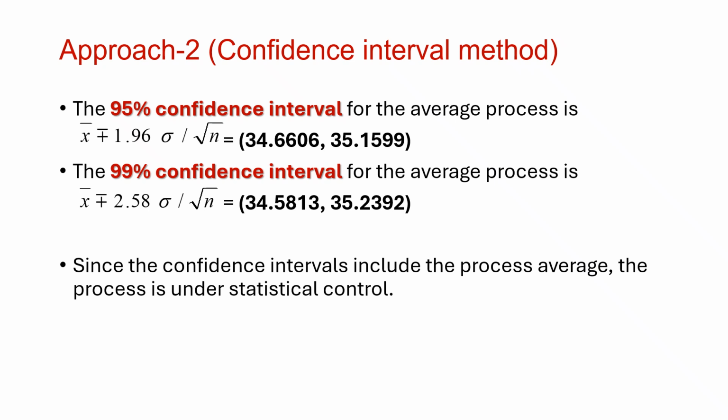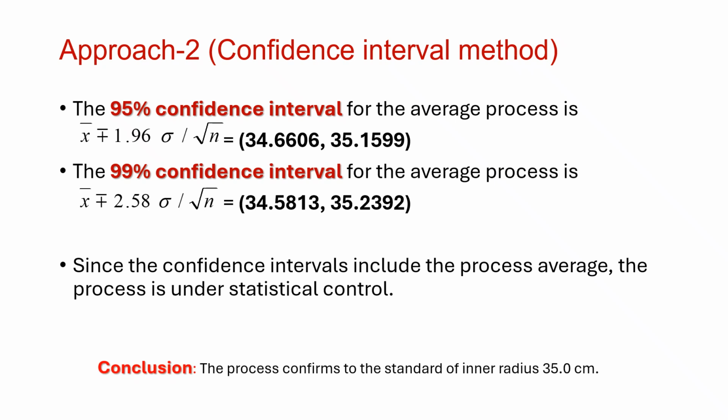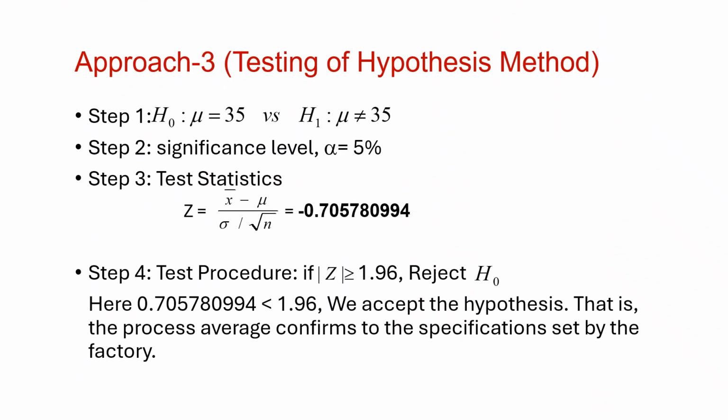The z alpha by 2 is the critical point that depends on the value of alpha. So for 95% it is 1.96, the z value from the normal distribution, and for 99% it is going to be 2.5. The interval definitely, you can see, covers the process average. So definitely we can confirm that the process conforms to the standard inner radius of 35 centimeters.